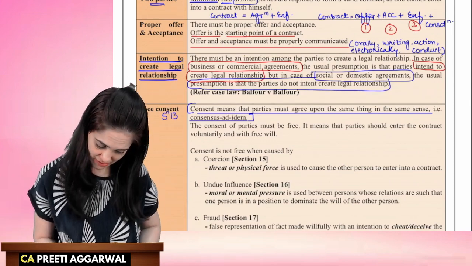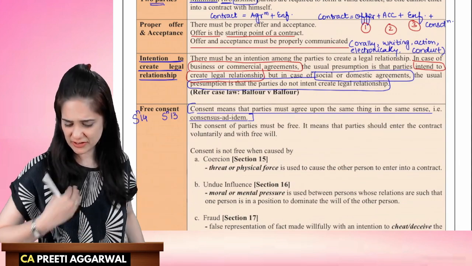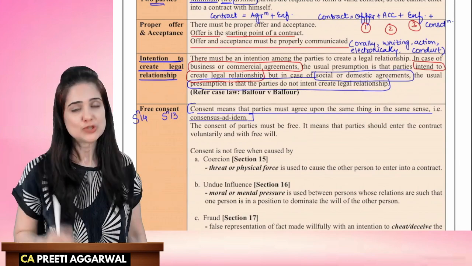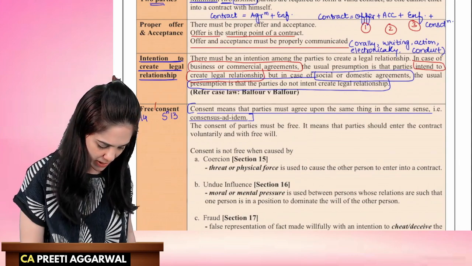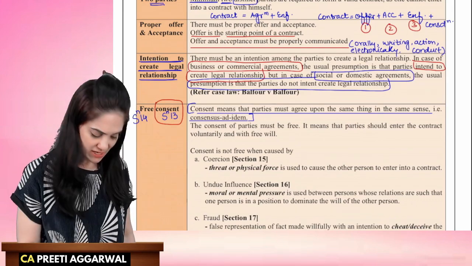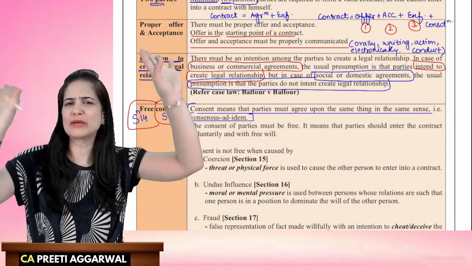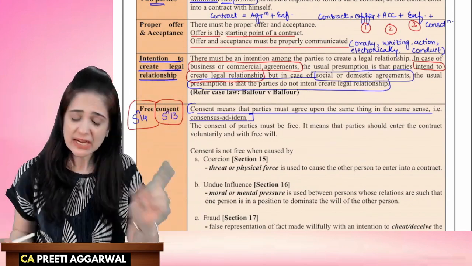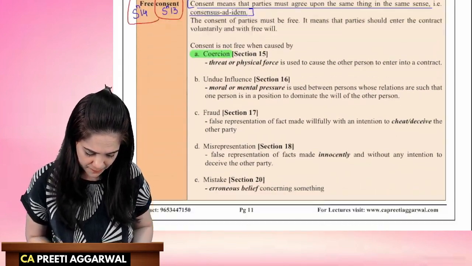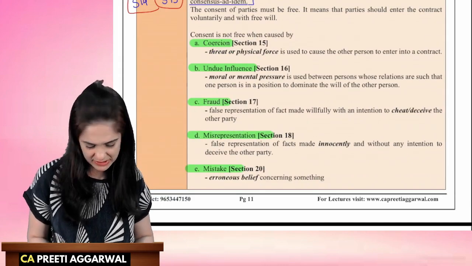Consent must be free. Nobody has forced me to enter into the contract. I have given my consent freely. Only then it will be a valid contract. So there are two requirements. One is parties must consent. And the second is that this consent must be free consent. Nobody is stopping me from giving my consent. Consent is not free when it is caused by coercion, undue influence, fraud, misrepresentation, and mistake.